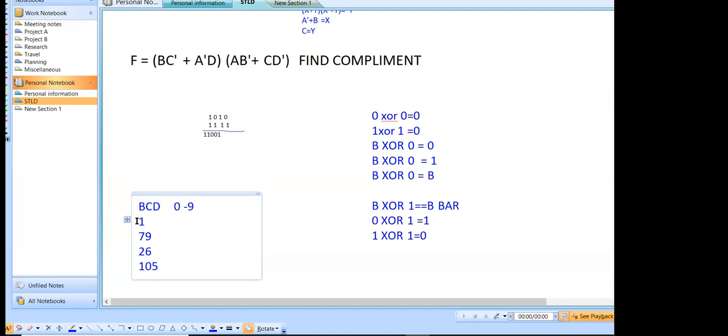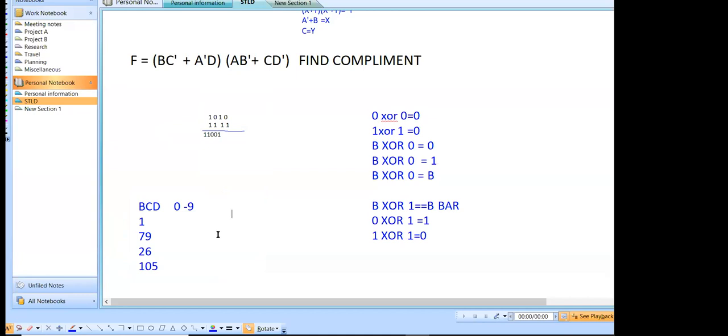This addition we are calling a decimal addition. But I want to perform the same operation using BCD addition. I want to perform the same addition with BCD.